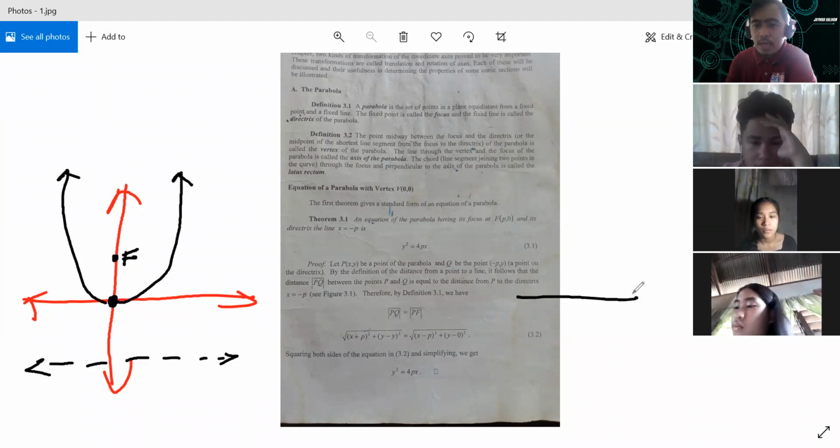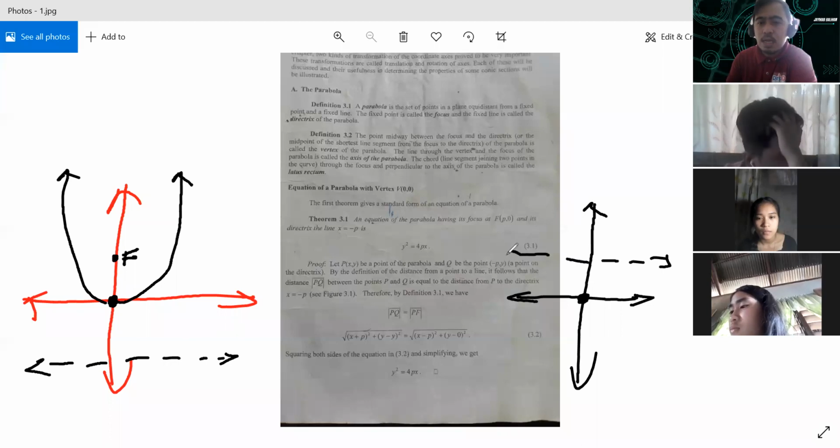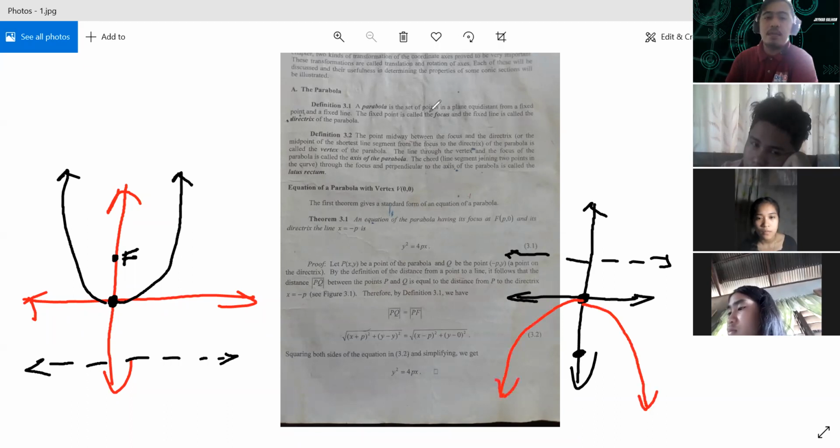Or the other case is your example, still your vertex is at the origin. Your directrix is here. And your focus is somewhere here. So in this case, your parabola is opening down. Okay? And kini ang timan-an class.